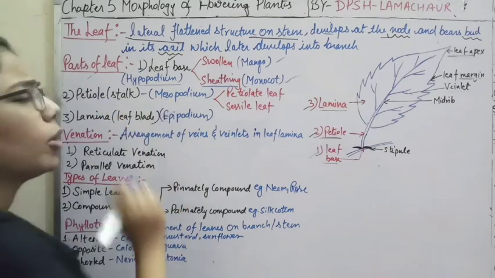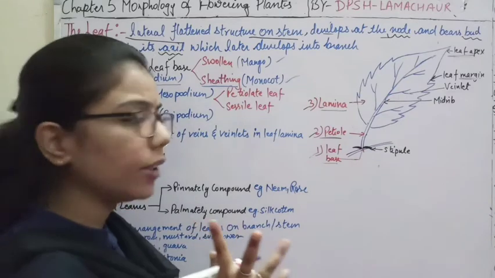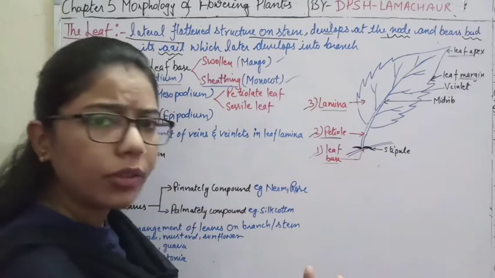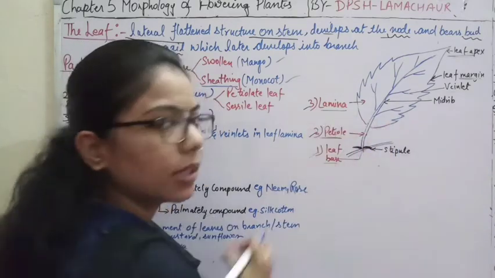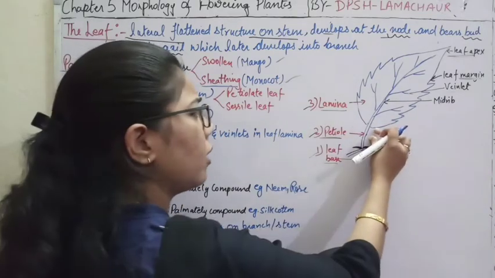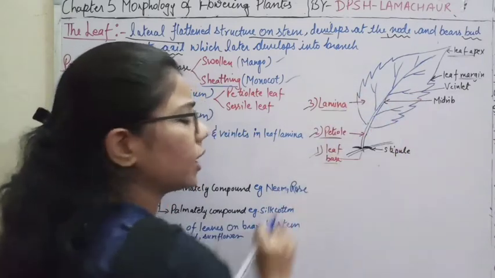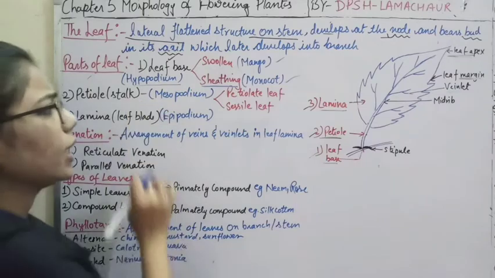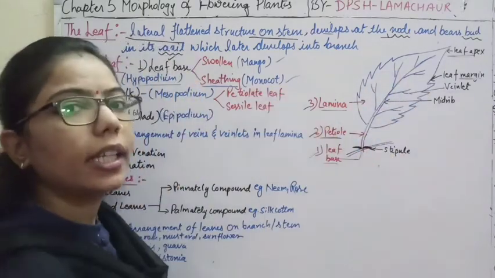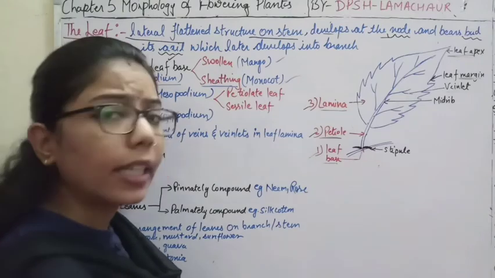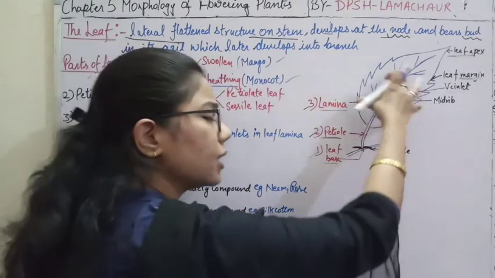Now if you talk about the petiole, on the basis of the petiole we have divided leaves into two types. In some plants you can see that a stalk is present, the stalk responsible for bearing the leaf. If this stalk is present, you will say petiolate leaf. The leaf which I have drawn here is a petiolate leaf, because it has a stalk for bearing the leaf.